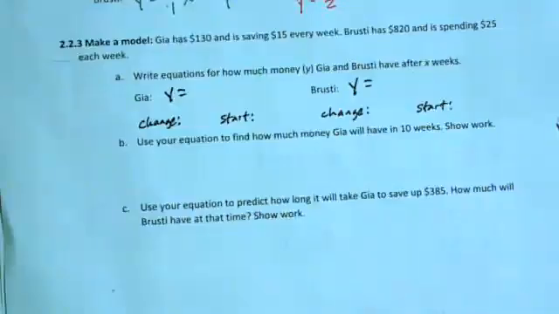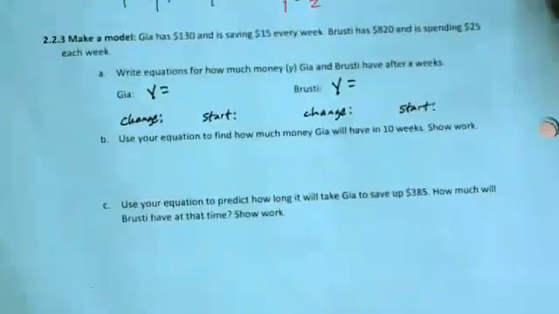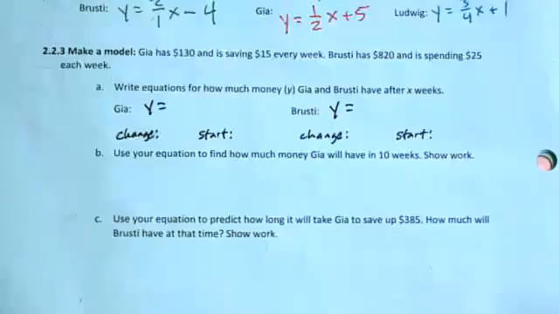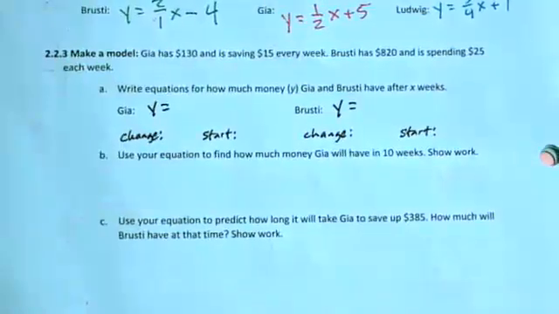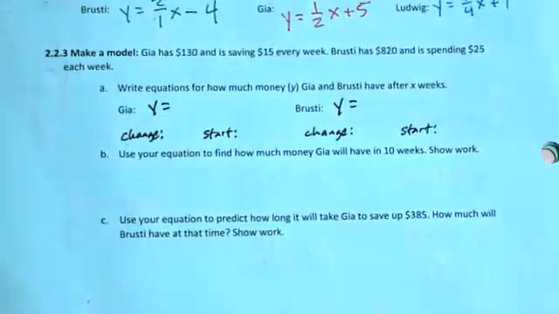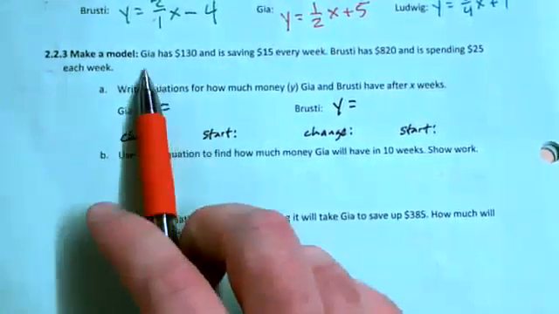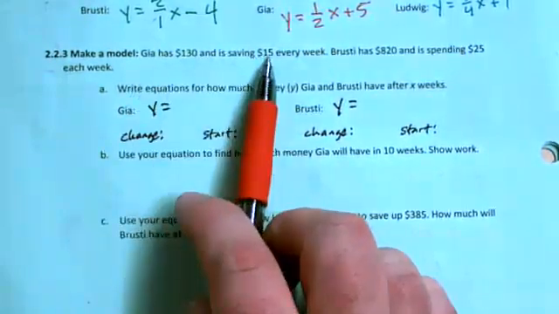So we're supposed to be writing equations for a situation here. So we got Gia and Brewsty. And the key information is going to be what's the change and what's the start for each of them. So let's read through about Gia. Gia has $130 and is saving $15 every week.